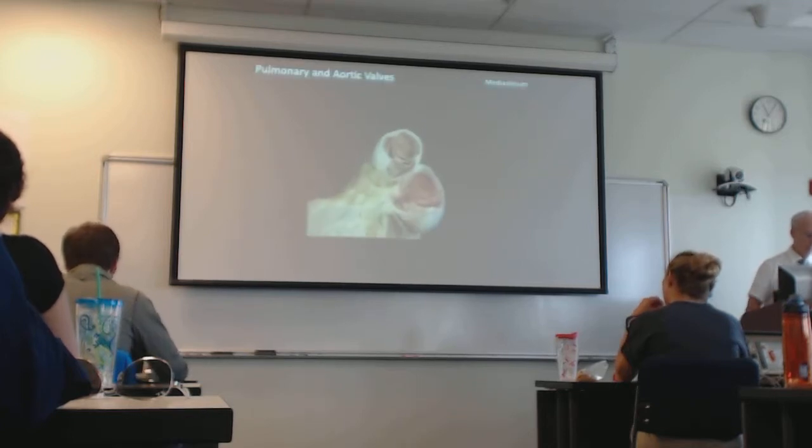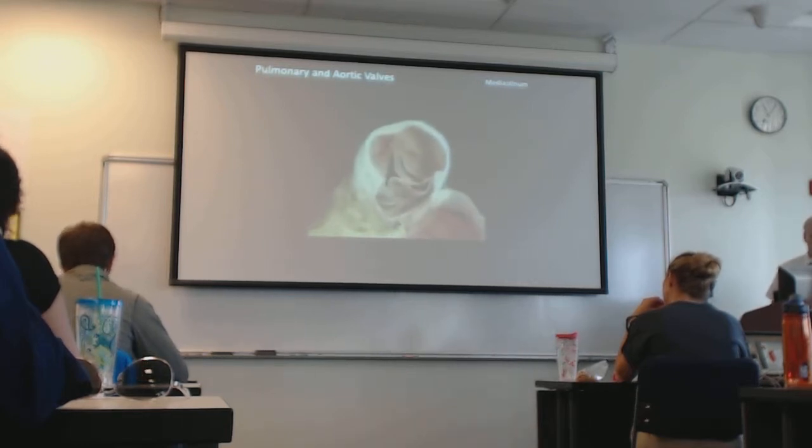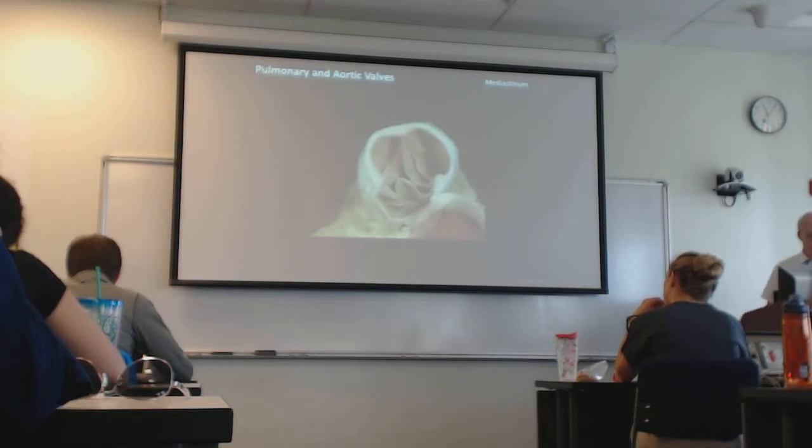Each cusp of an outflow valve is shaped like a secondary parachute. These are the semilunar valves. Here the cusps are hanging loose. Each cusp has a delicate free border which closes against those of its neighbors.